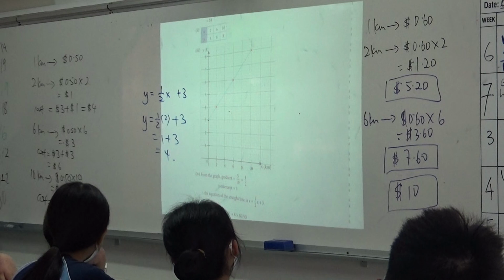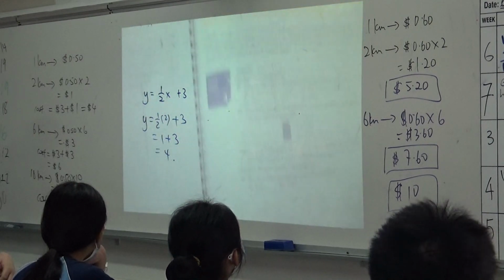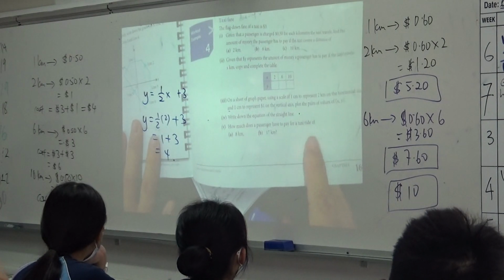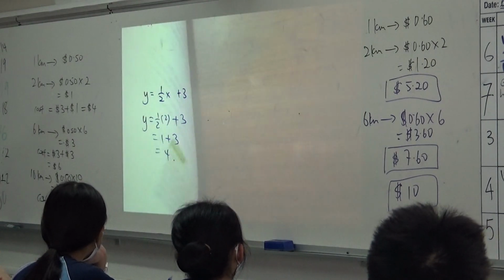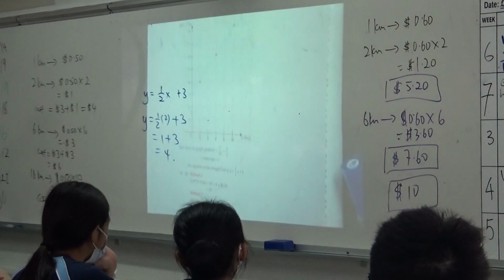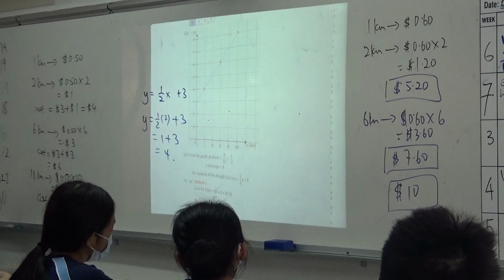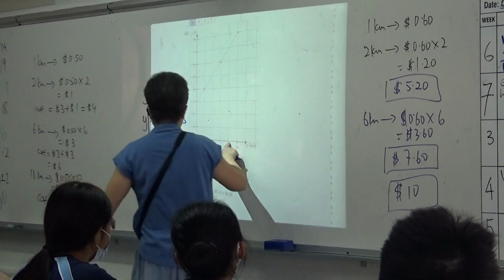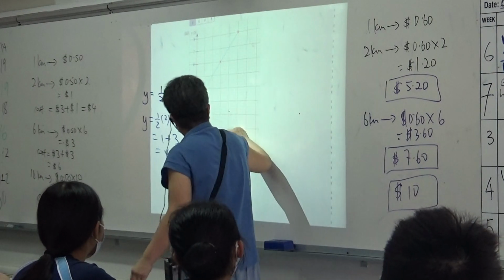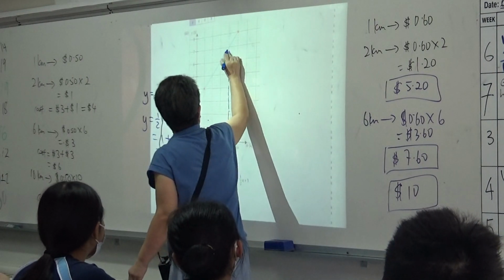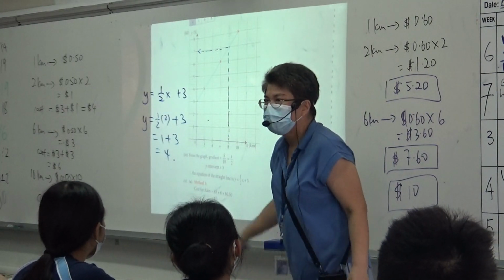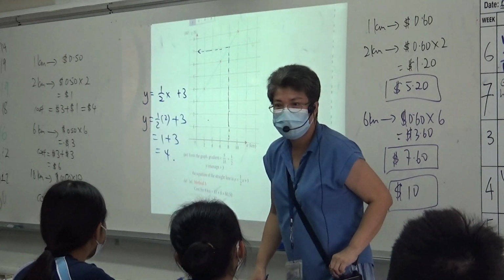Okay. Then the question asks further, how much must a passenger pay for a taxi ride of 8 kilometers? Hold on first. 8 kilometers, I can get it from the graph. Can you see 8 is here? Everybody look up. This is important. 8 is here. I go up and read. According to my graph, how much do I have to pay? $7. Can you see?